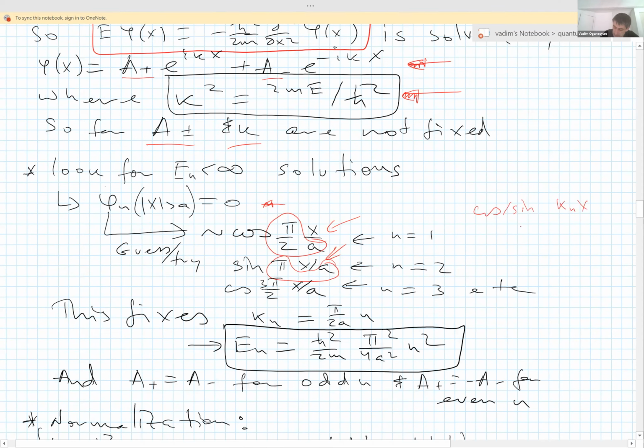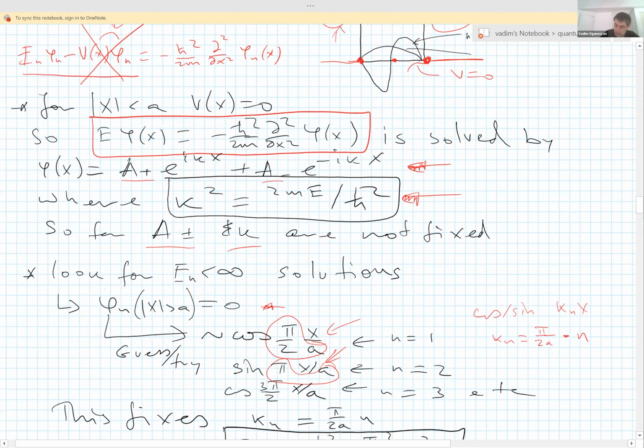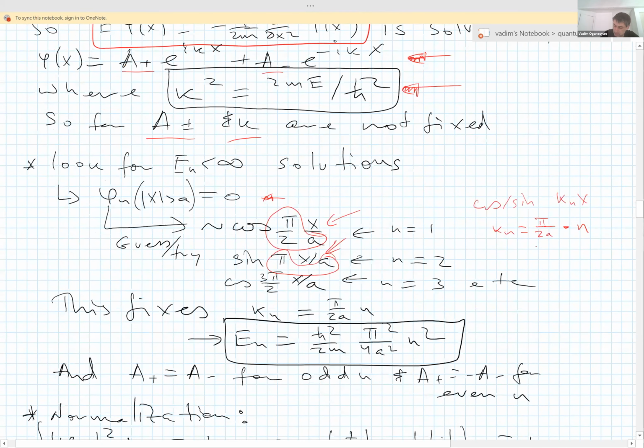By looking at this, you can see that k_n is following a certain pattern. The first allowed thing is a cosine. The next one is a sine, but they're all stepping up as integers, because this one is pi over 2a, this is 2 pi over 2a, this is 3 pi over 2a, and so on and so forth.